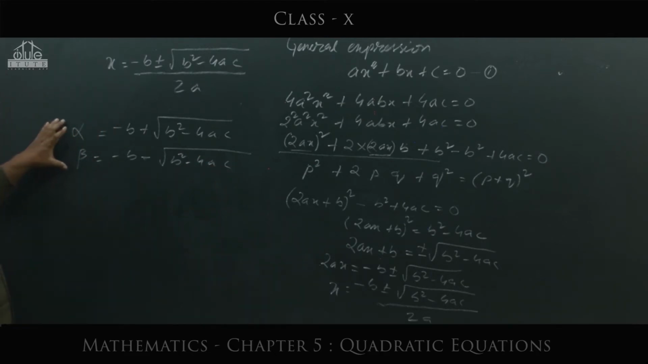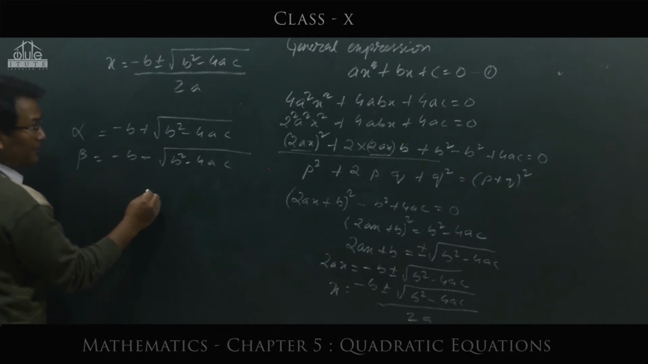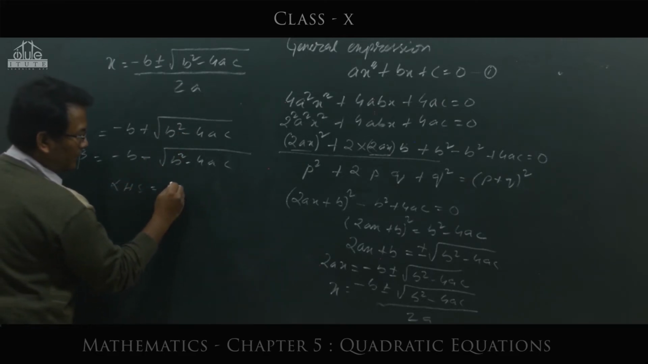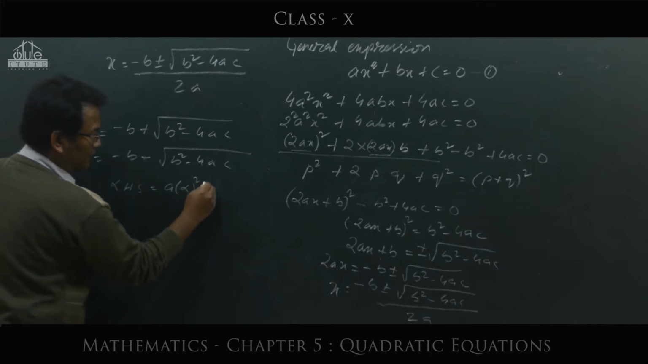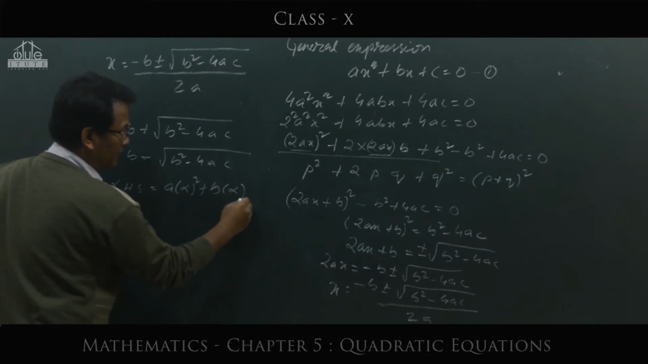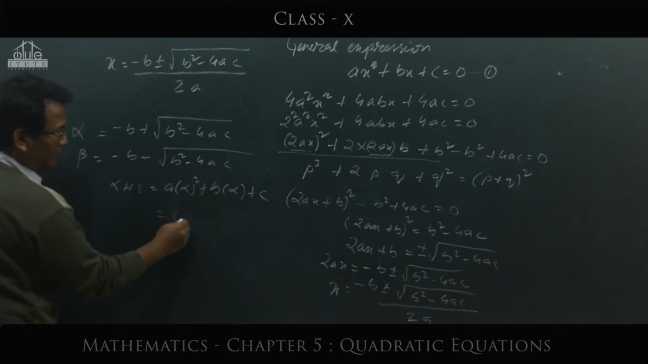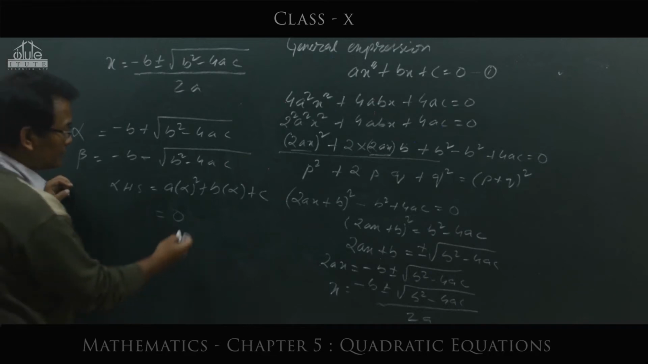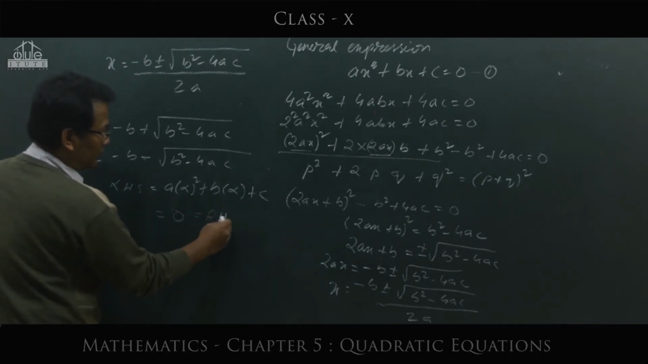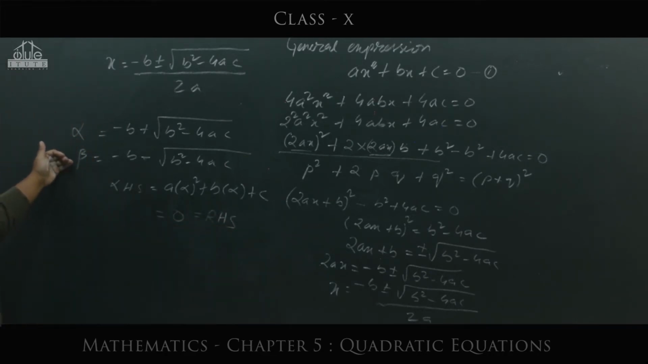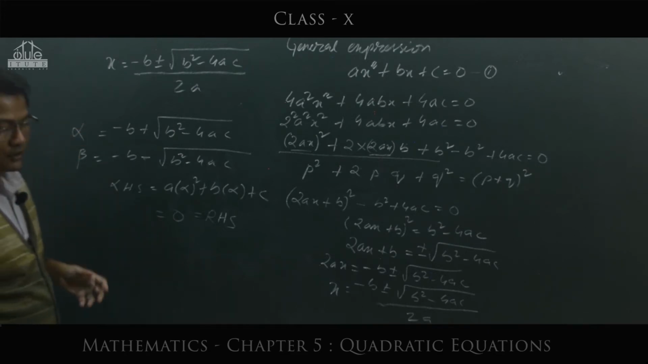Okay, so this root means if I replace them in this equation, the left hand side is equal to a alpha square plus b alpha plus c. This will definitely become equal to 0, so it will be equal to the right hand side. So alpha and beta are the values of x which will satisfy our quadratic equation.